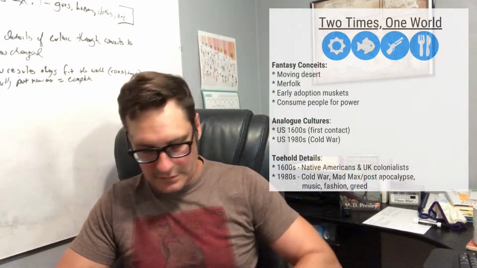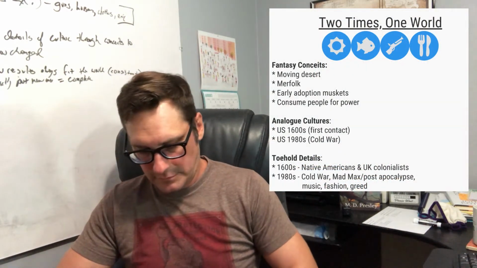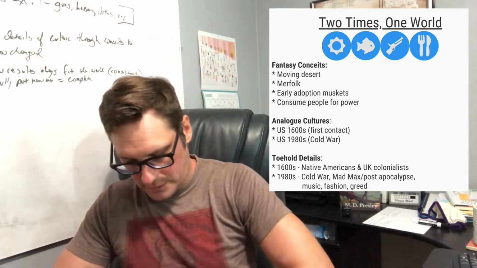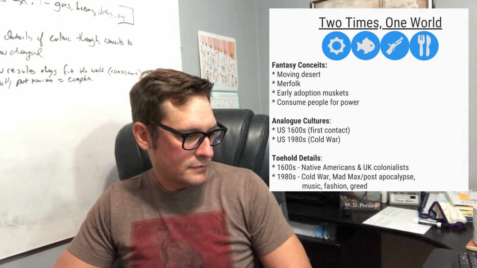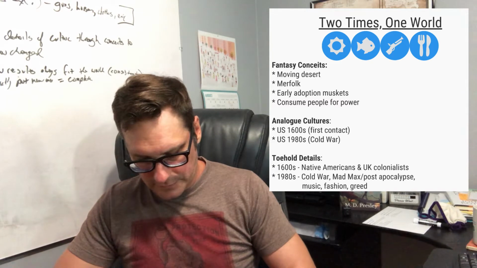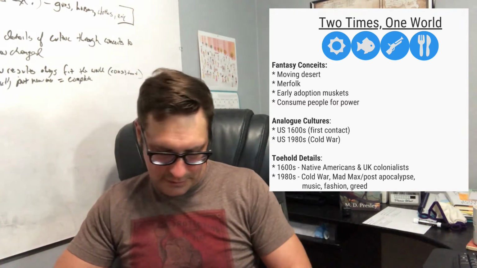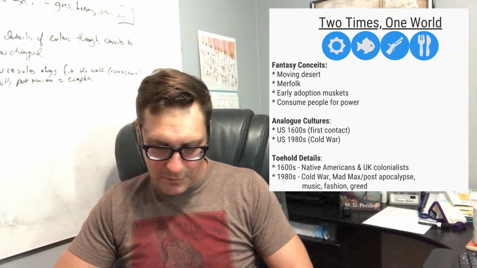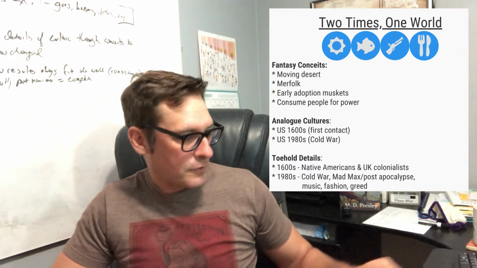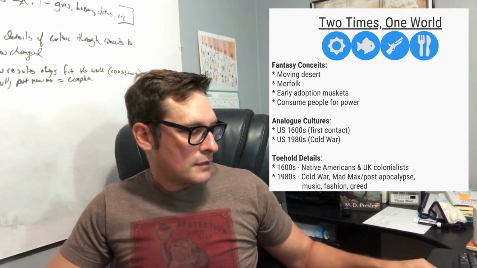All right, so we are getting a moving desert, early adoption muskets, merpeople. Oh, it's gonna be fun. Should we go for one more? Merpeople in a moving desert, and elephants. That's from this one thing. Powers derived from consumption. All right, that means we're gonna have a magical system that involves powers derived from consumption. This is gonna be kind of fun.